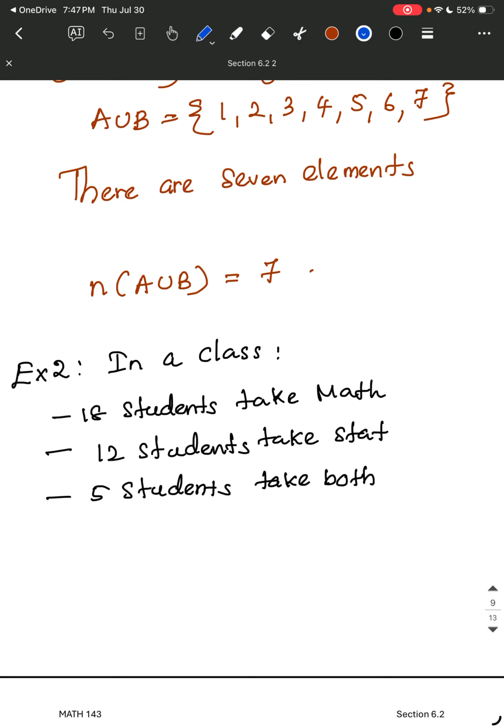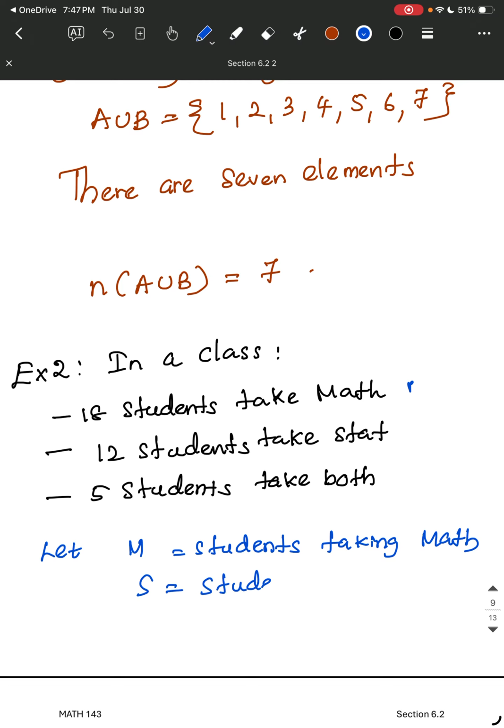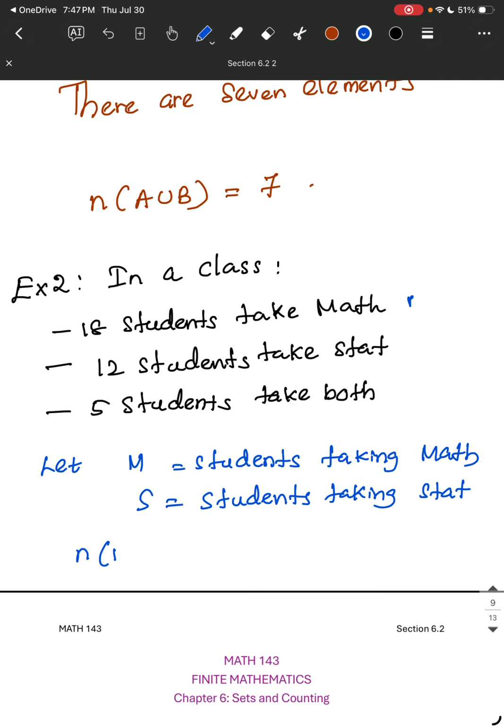Before that, let M students take math, S students take stat. Then the number of entries in set M is 18. Number of entries in set S is 12. Number of entries in set M intersection S is 5. Okay, then let's move towards.